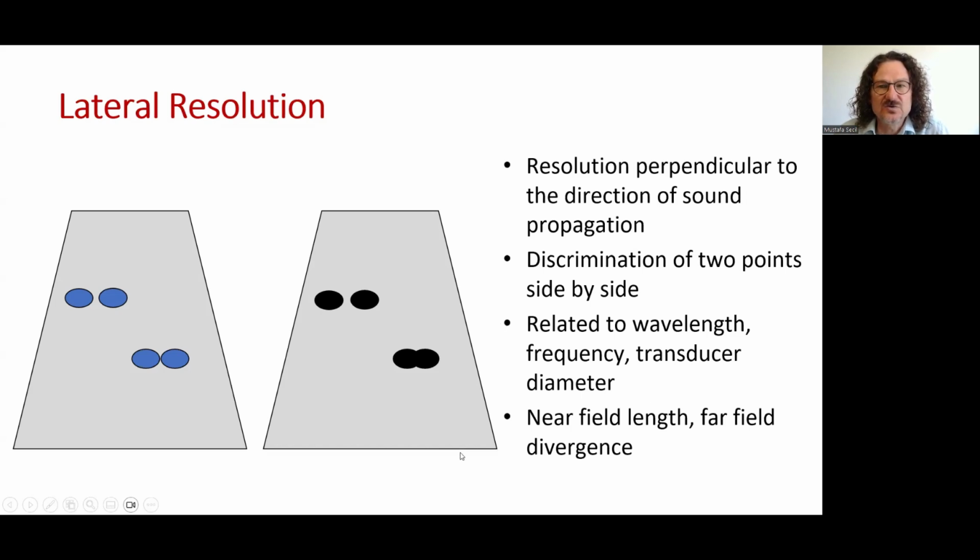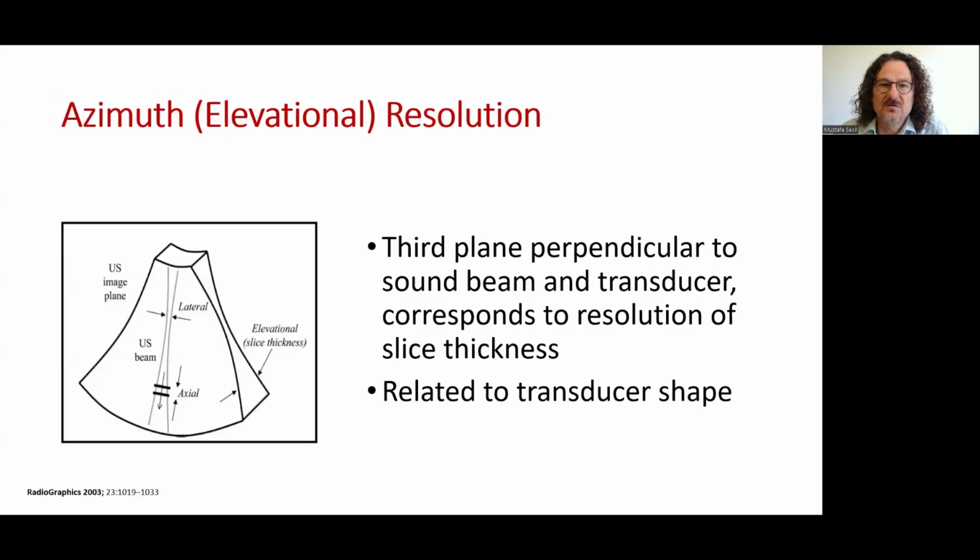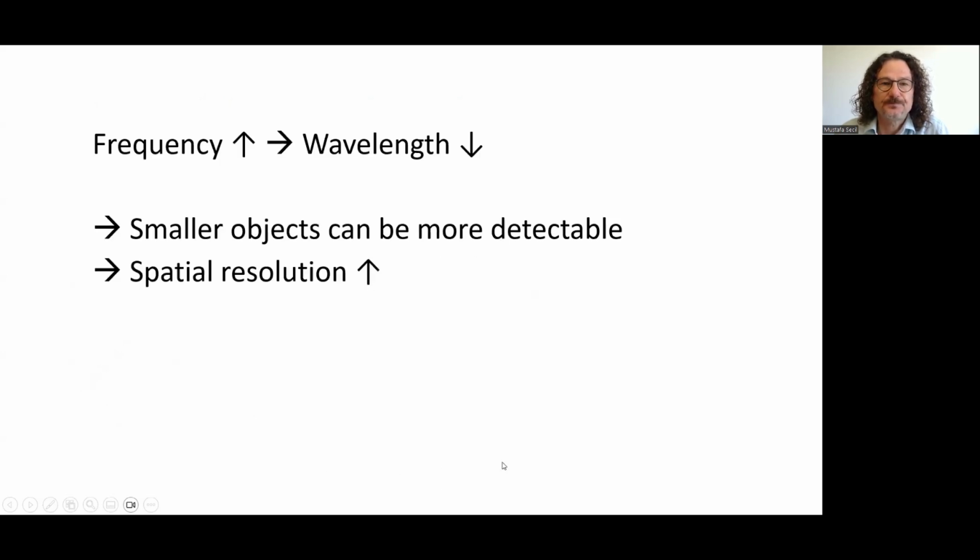The second is the lateral resolution, which is the resolution perpendicular to the direction of sound propagation, which means discrimination of 2 points side by side. It's also related to wavelength, frequency, and transducer diameter. Near field length and far field divergence are also important. The third one is the elevation resolution, the third plane perpendicular to the sound beam and transducer, and it's related to the transducer's shape.